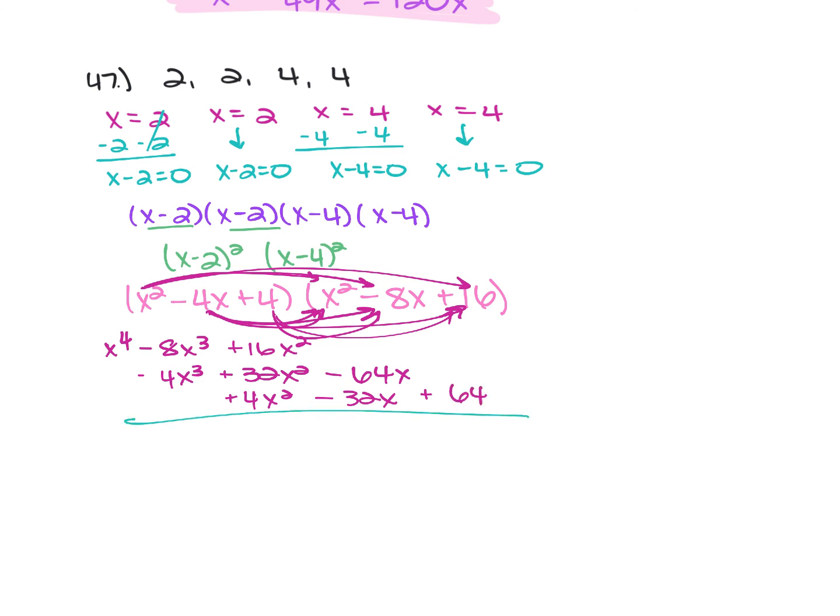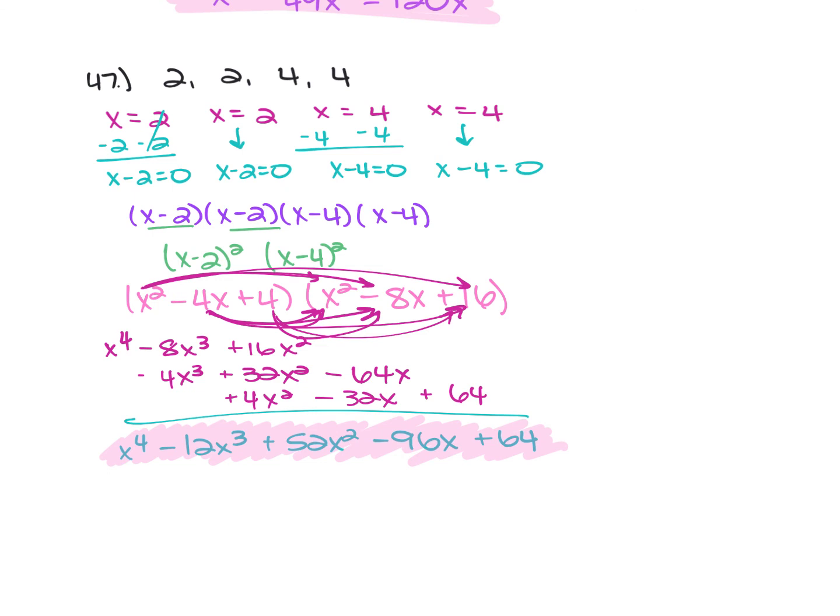So if we add all of this together, that x to the 4th power drops down. The negative 8x cubed minus 4x cubed is negative 12x cubed. Then we have 16x squared plus 32x squared plus 4x squared, which is 52x squared. Then we have the negative 64x minus 32x, which is negative 96x. And then the 64 drops down. So that's just x to the 4th power minus 12x cubed plus 52x squared minus 96x plus 64.